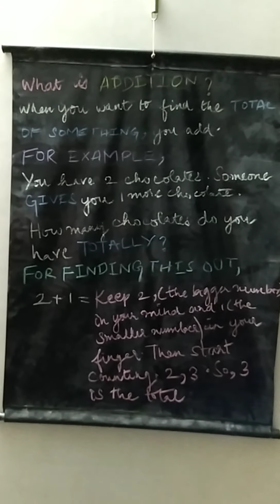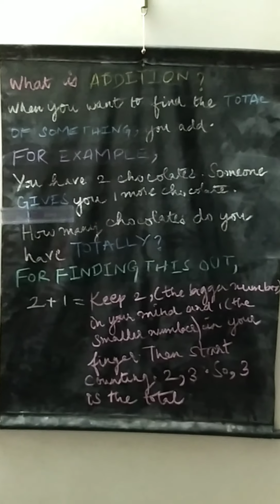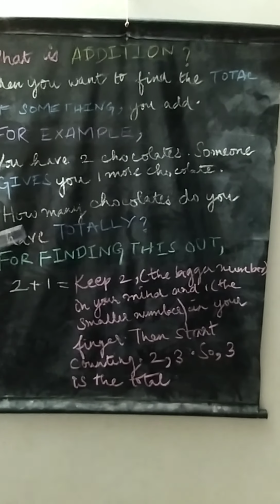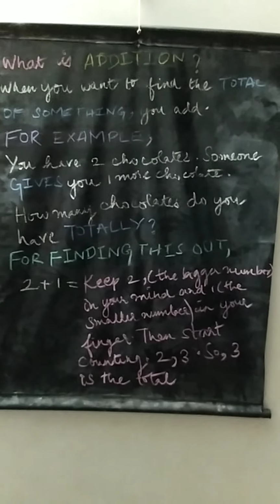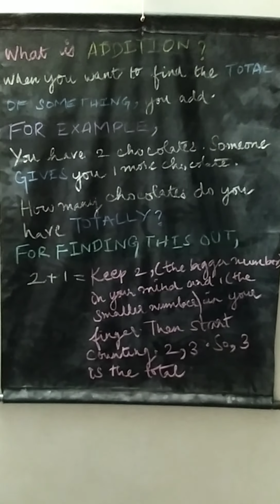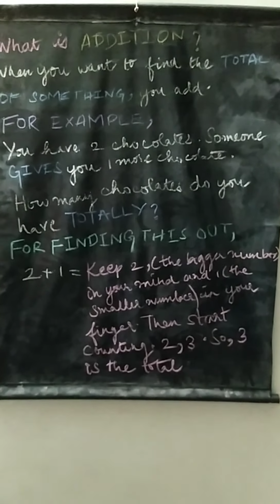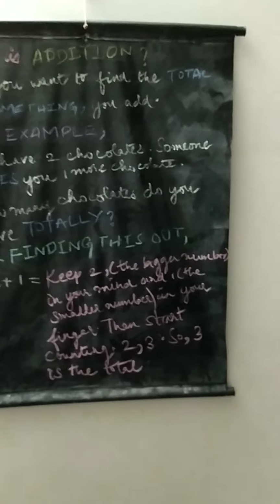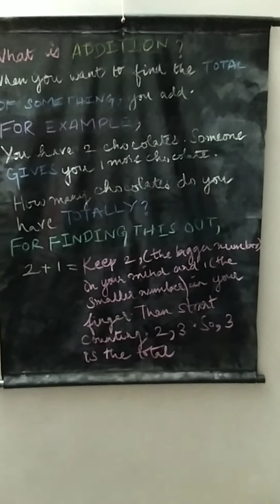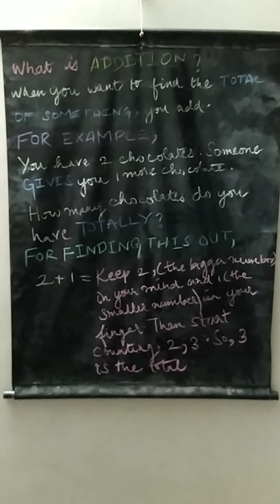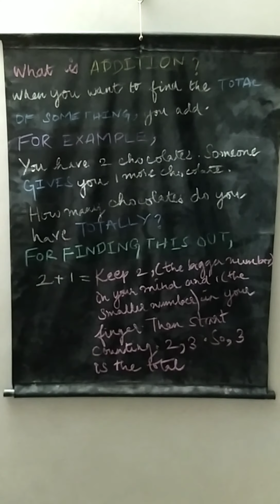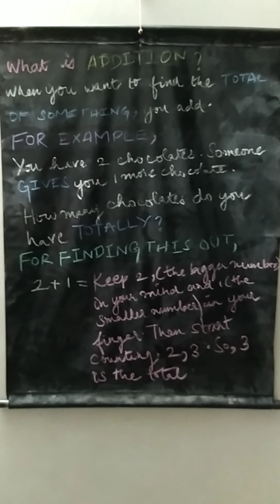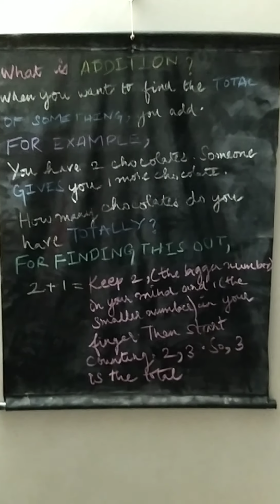Imagine that you have two chocolates and someone gives you one more chocolate. Then what happens? Now, someone asks you how many chocolates you have total. So now, you have to find the total for which you have to add. Okay, so for finding this out, what you have to do is add 2 with 1 or add 1 with 2. There's no difference. So, to find this at your lower classes, you have two methods. Let's look at the first method.